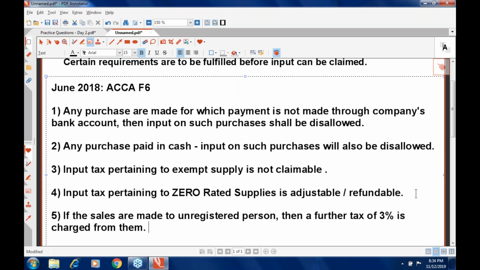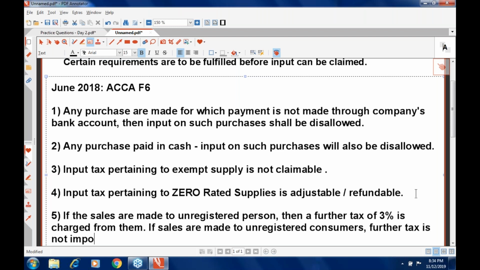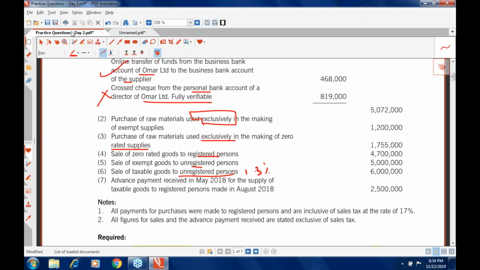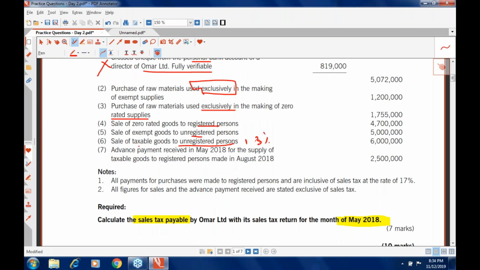If sales are made to unregistered consumers, then further tax is not imposed. So if the sales are made to unregistered consumers, then the further tax is not imposed. Let's move a bit forward. Let's talk about that. Now it says sales of taxable goods to unregistered person.